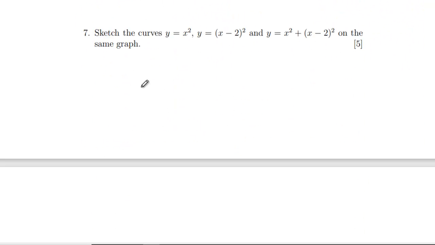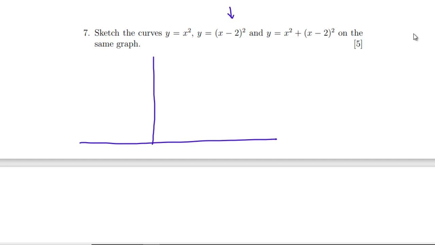Question 7, sketch the curves y equals x squared, y equals x minus 2 squared, and y equals the two of them combined, on the same graph. That'd be interesting to do. They're all squared, so we're not going to have anything negative on this. I'm going to have a bit more on the right hand side because clearly that's been shifted to the right.